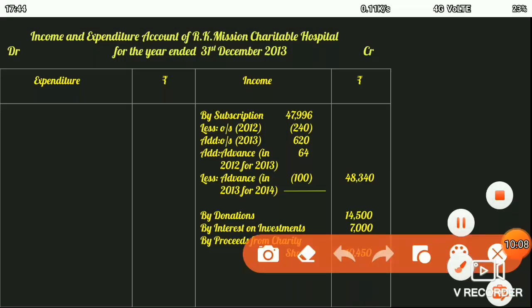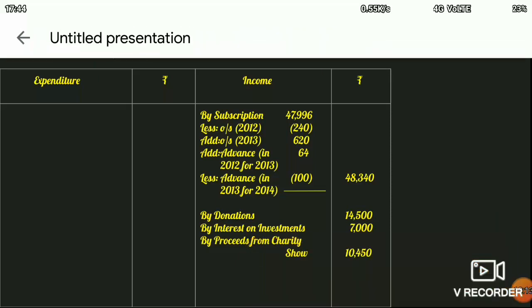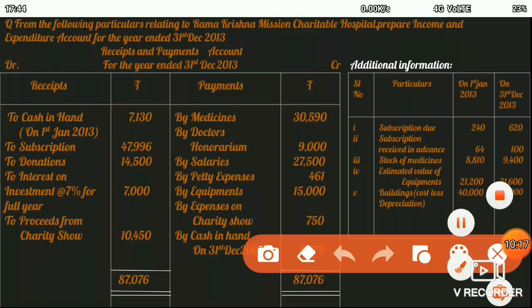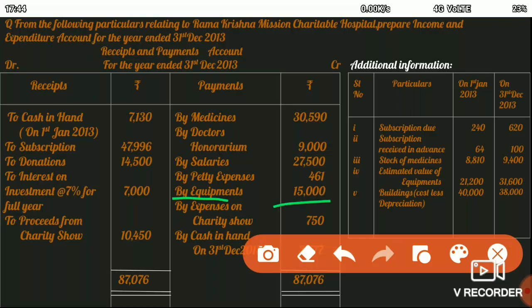Now let us look at the expenditure side. For that, we look at the payment side. Let me start with the adjustments first. So I'm starting first of all with equipments. Equipments is a capital nature item for a not-for-profit organization.